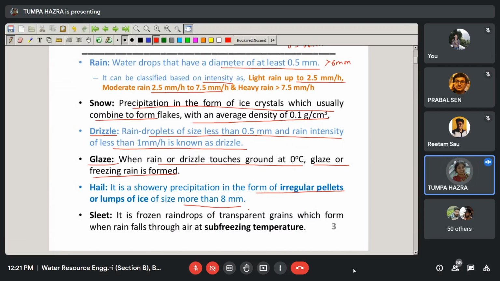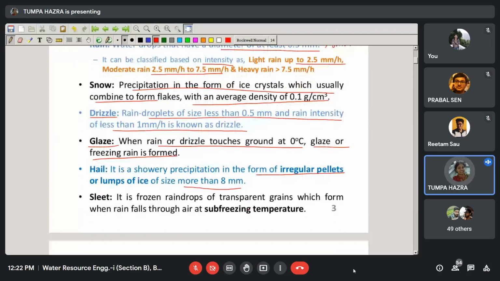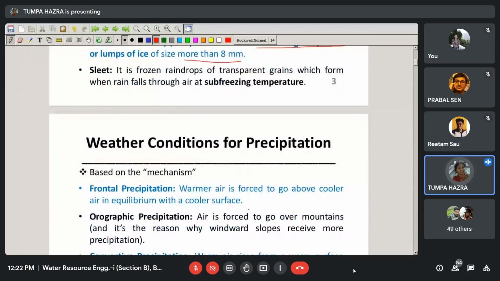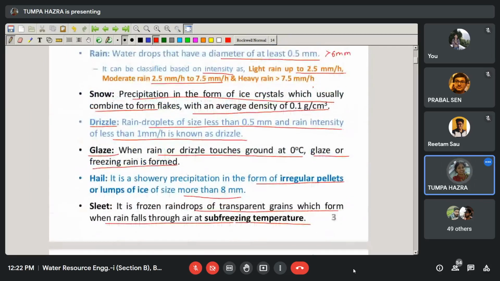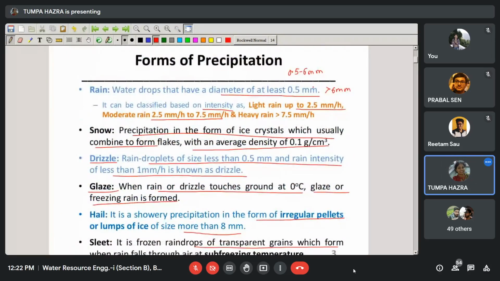Hail. It is basically showery precipitation in the form of irregular pellets or lumps of size more than 8 millimeter. Most of you have seen hail during the convective precipitation from March to May in West Bengal. Then sleet. It is frozen raindrops of transparent grains which form when rain falls through air at sub-freezing temperature. So these are the various forms of precipitation.